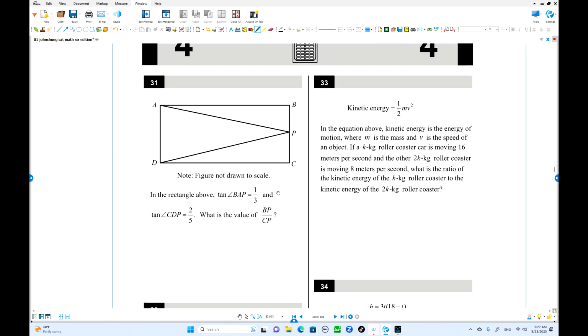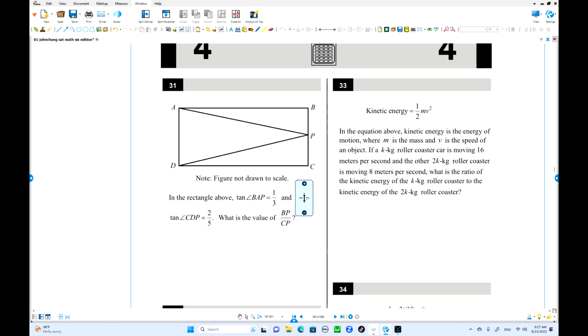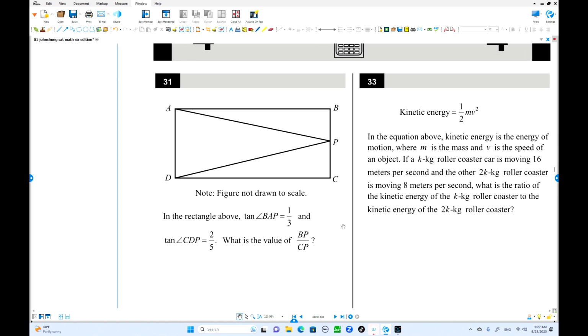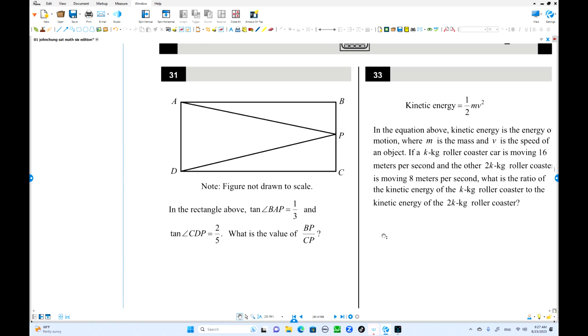All right, here is number 31. Rectangle, tangent of angle BAP, this angle. Tangent is opposite side over adjacent. If this side is A, the other one is 3A. You can use a variable. A over 3A is already 1/3.